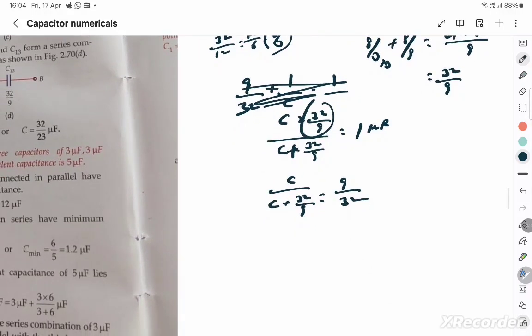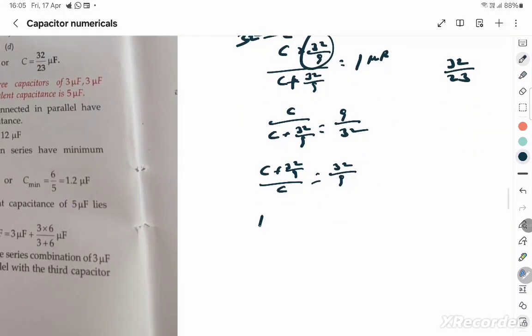and so now I can just cross multiply. And do you think I can get the answer for this? I should get it as 32 by 23. I get the answer as 32 by 23. Let's see if I'm getting it. So can I now reciprocate 3 plus 32 by 9 by C is equal to 32 by 9.